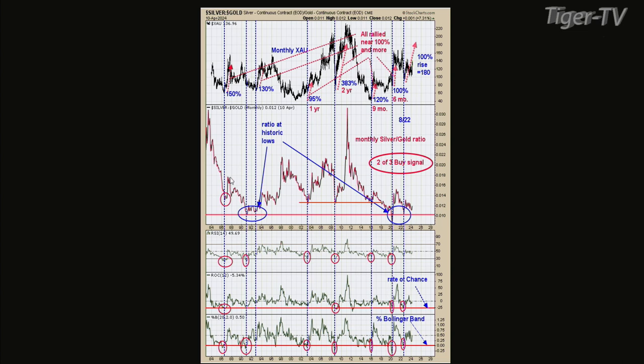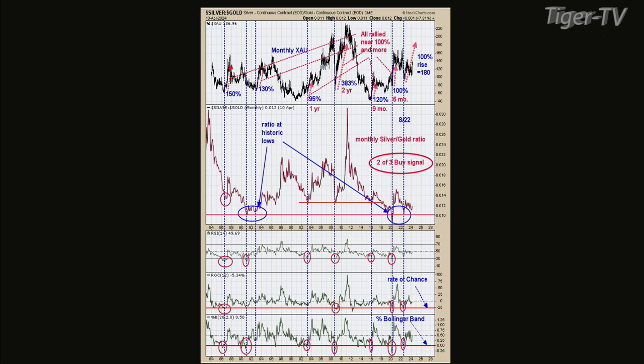Well, actually, the middle window is the monthly silver-gold ratio. How I use this ratio is, the bottom window is a percent Bollinger band. In other words, if it touches the lower Bollinger band, it gets below zero. That's usually a kind of oversold market. The next higher window is a rate of change, just the normal 12 period, and the next indicator above that is the RSI 14. So how I use this monthly silver-gold ratio: if two of those three indicators get into the buy levels, then the market's making a short-term low as far as the XAU is concerned. That's how I use that. So it's a timing market for the XAU.